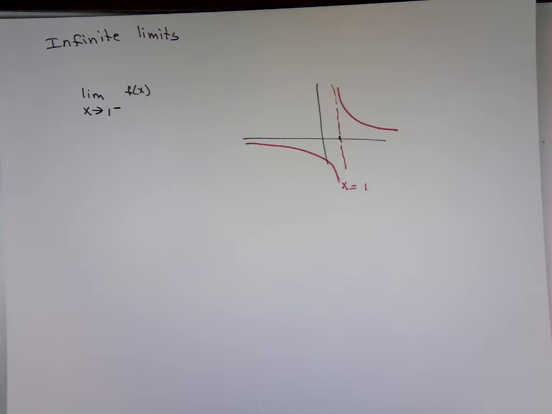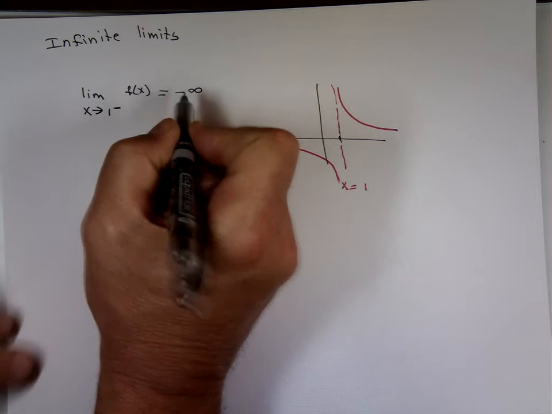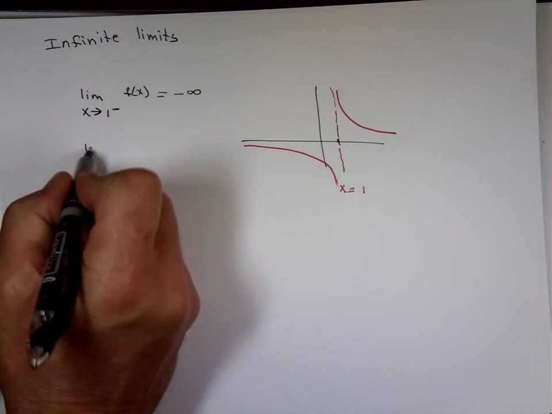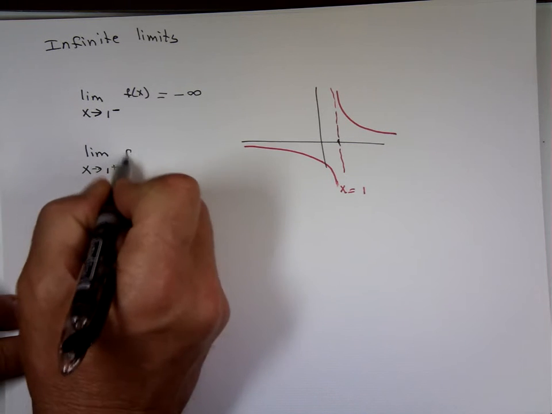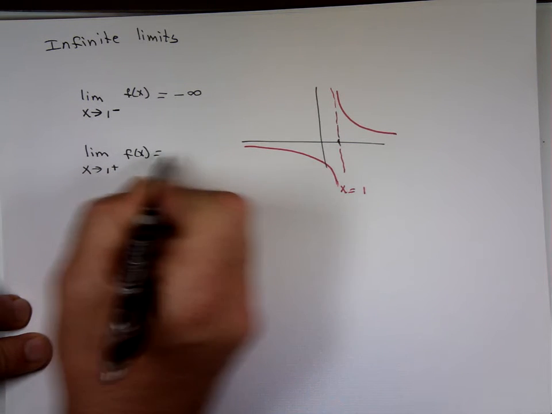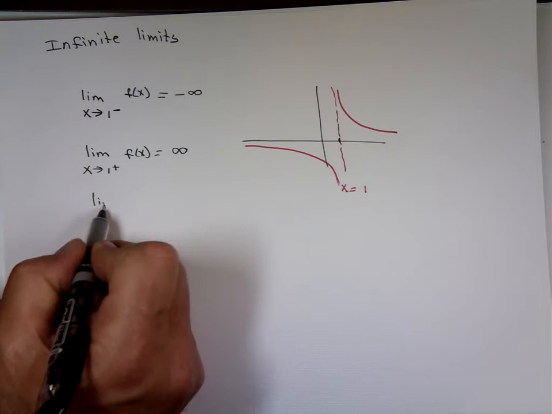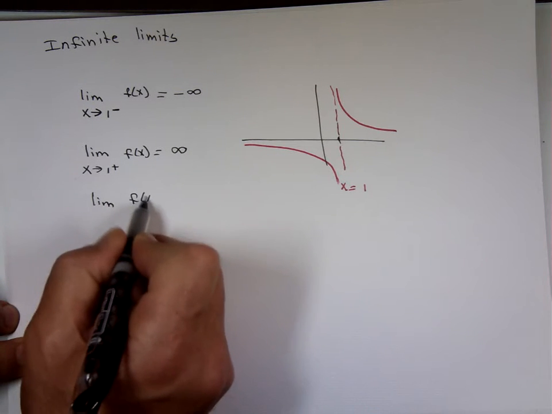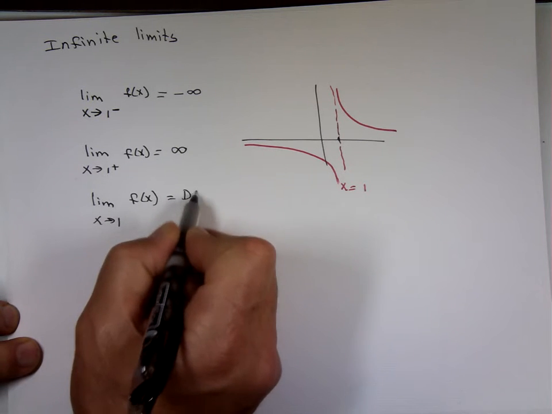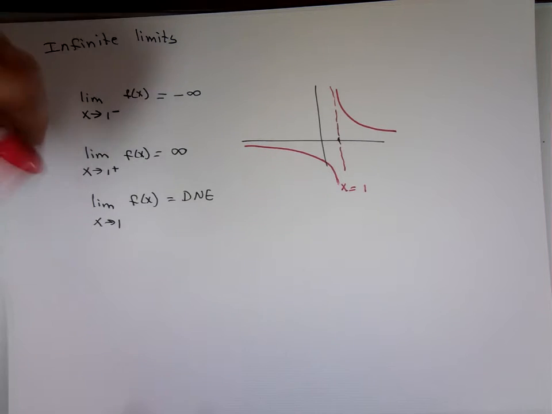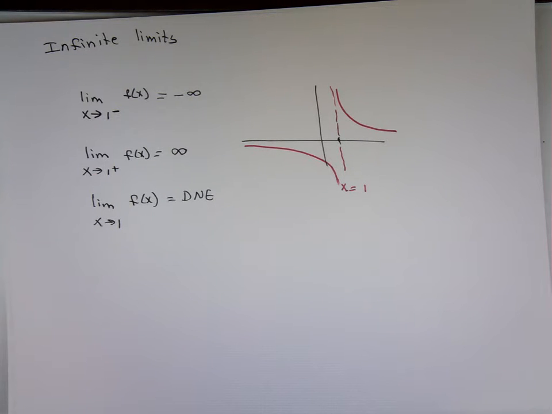From the left side, this would be what? Negative infinity. And what is it from the right side? So again, if I ask you what's the limit of f of x as x approaches 1, this will be what? DNE. Does not exist because the two values don't match each other. They have to be the same value.